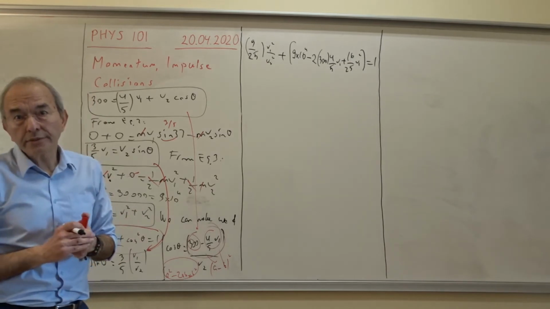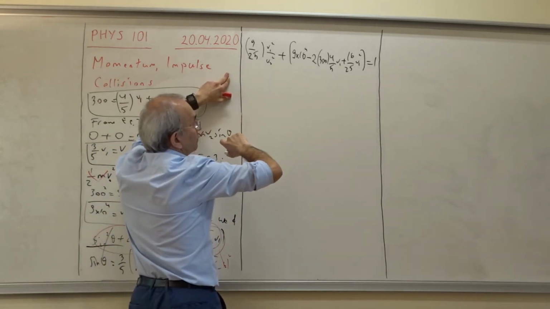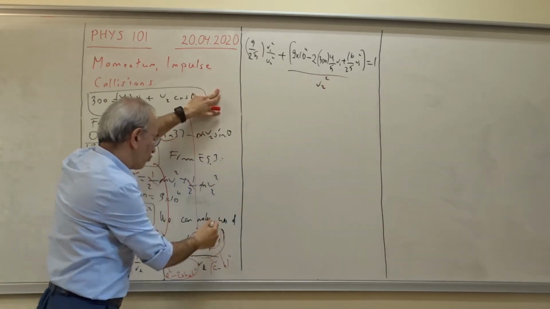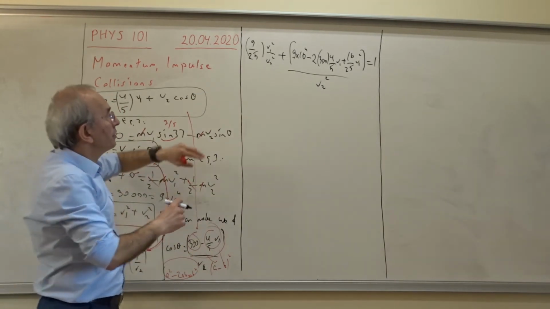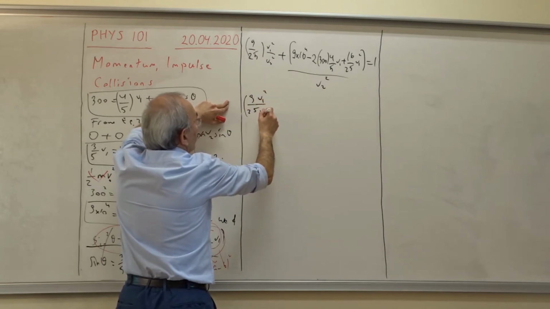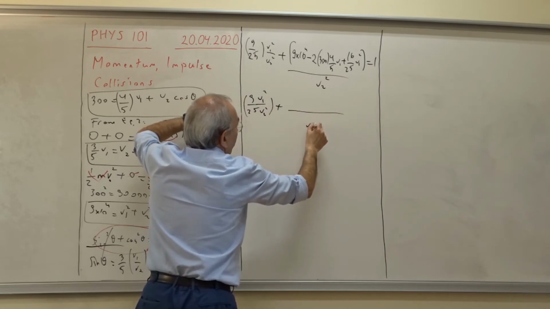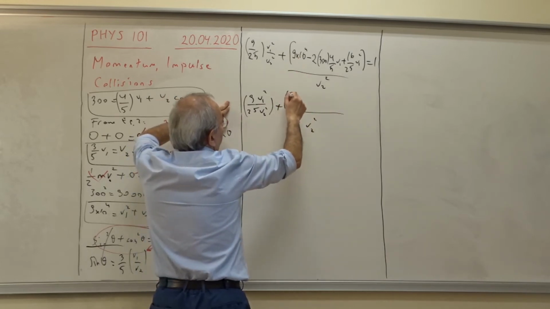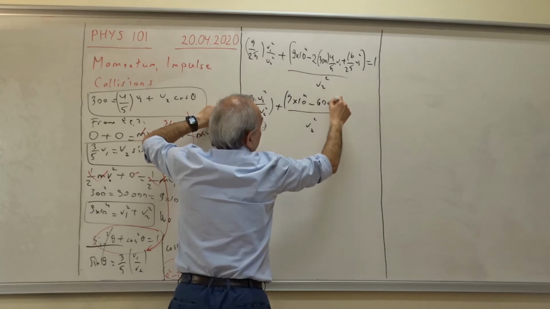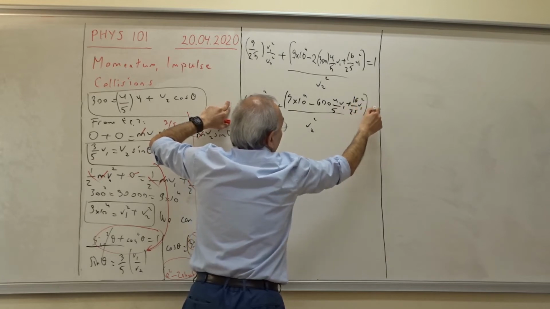There may be some cancellations. Okay, let's continue. And of course, don't forget, sorry, there's one more term. This is all divided by v2 squared. So let me rewrite it. 9 v1 squared over 25 v2 squared, first term, plus, divided by v2 squared. But what do we have here? 9 times 10 to the 4 minus, let's say, 600 times 4 over 5 v1 plus 16 over 25 v1 squared equal to 1.